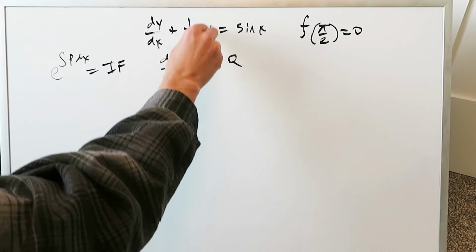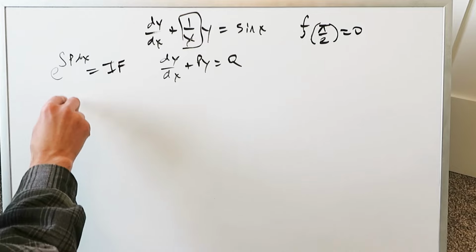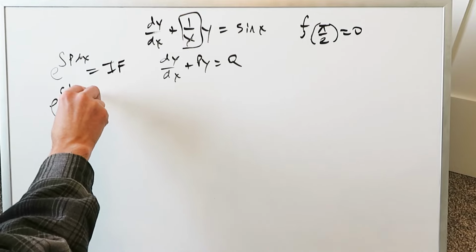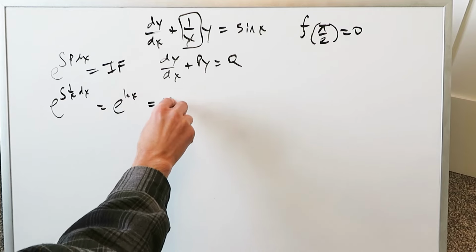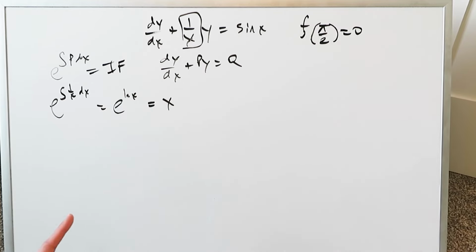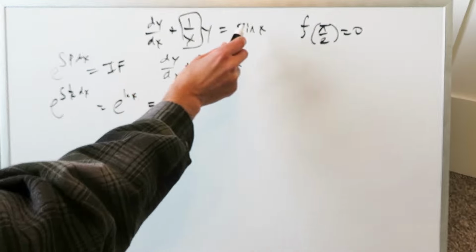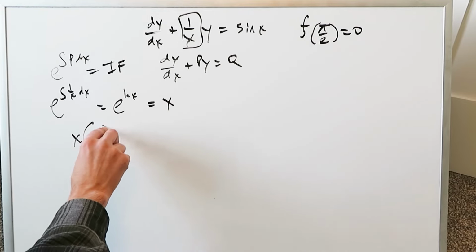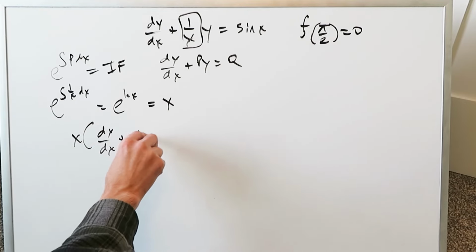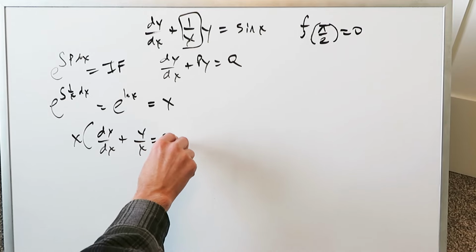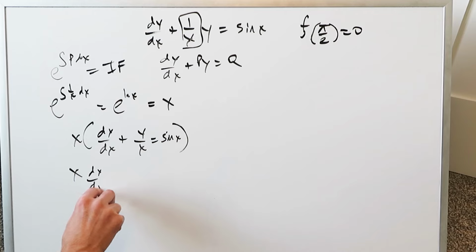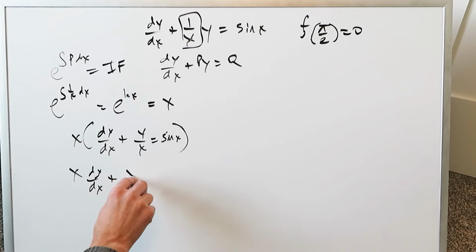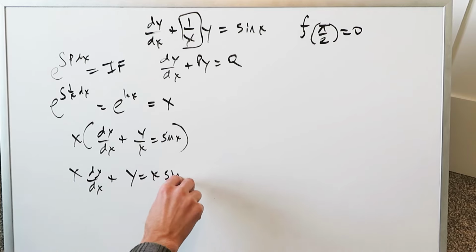And this right here is your p value. You'll have e to the exponent integral of 1 over x dx. When you do this, you're getting e to the natural log x, which is just equal to x by means of properties of logarithms. You'll multiply this x across. You'll have x times dy/dx plus y over x is equal to sine x. When you multiply it across, you get x dy/dx plus y is equal to x sine x.